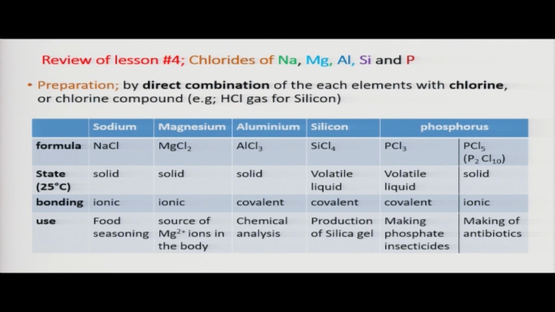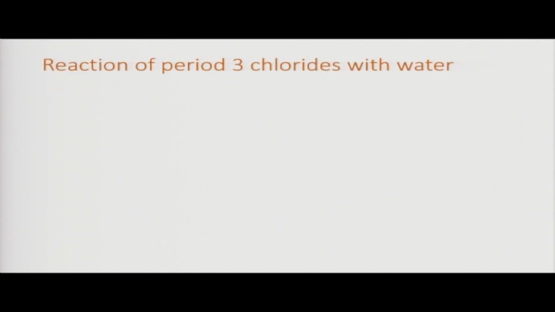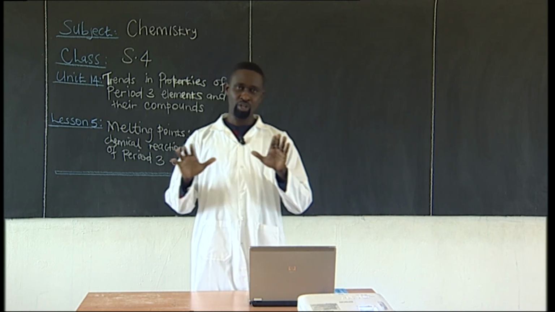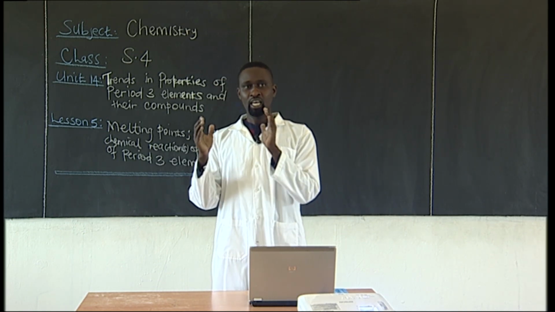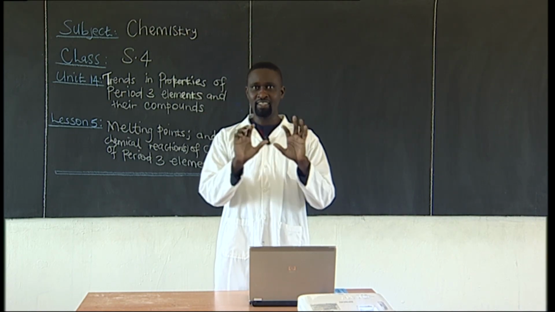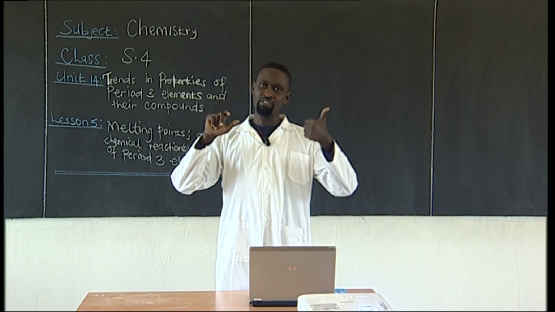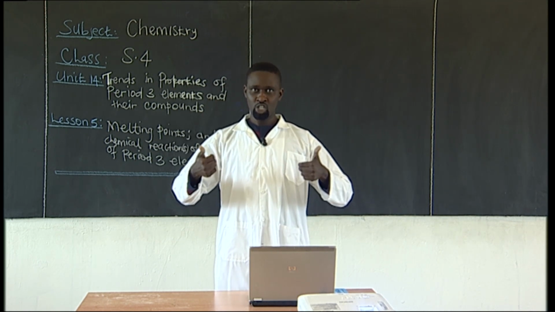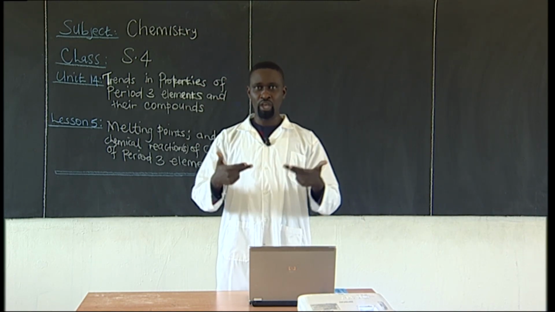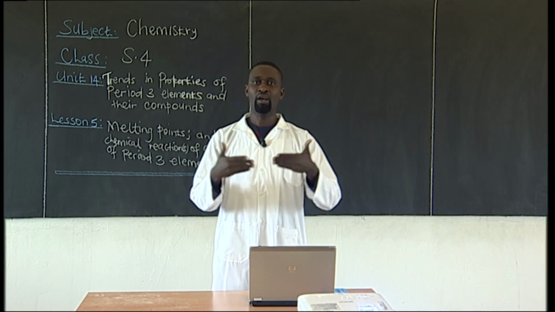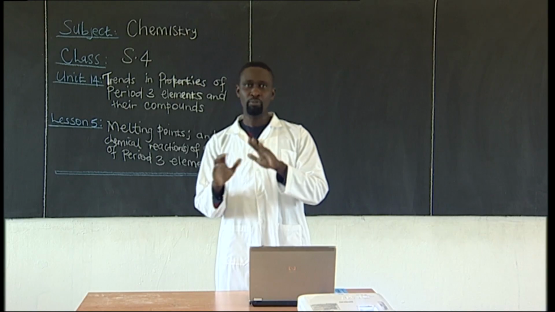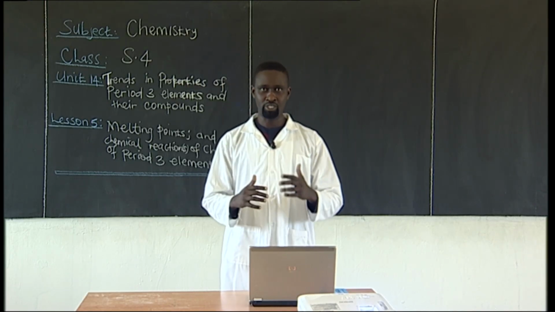We can now go to today's work, which is first the reaction of period 3 chlorides with water. I'm pausing a bit because I want to bring the whole of this for your understanding. These chlorides, as we noticed, are of two categories. We have the ionic bonded chlorides and the covalent bonded chlorides. As we are going to look at their interaction with water, we have to take into consideration that kind of bonding. How is that bonding bringing about the interaction in water?